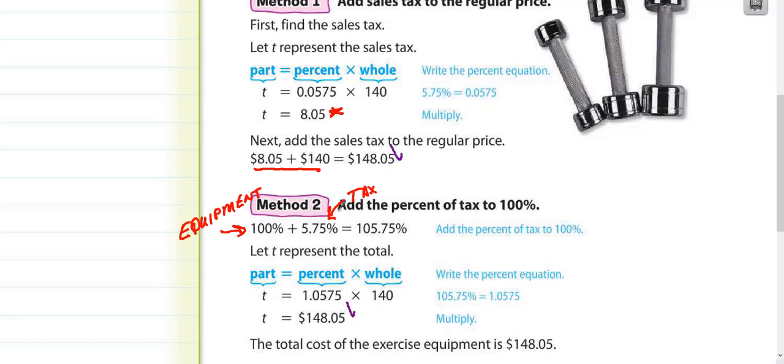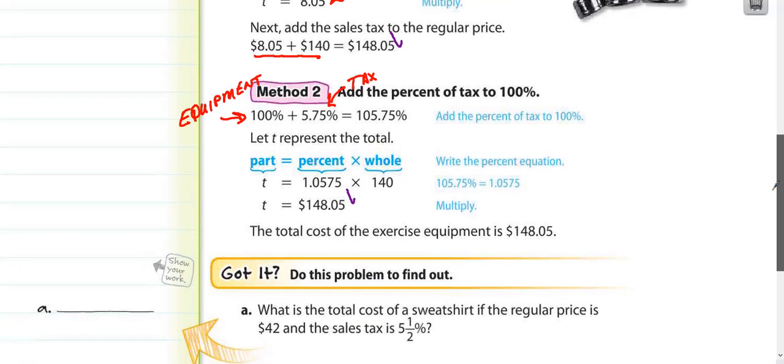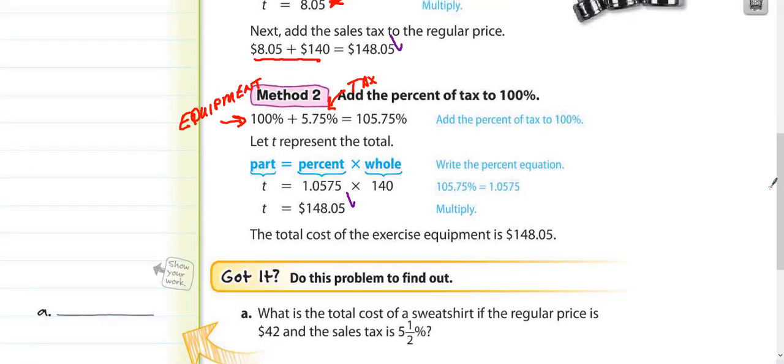Doesn't matter which way you solve it. Solve it whatever works easiest for you. I personally like method 2. I like doing the addition because I can do that in my head pretty much, and then just one multiplication problem. All right, so here's a got it problem. Go ahead, pause the video, do this got it problem, and then turn the video back on and we'll check our work together.